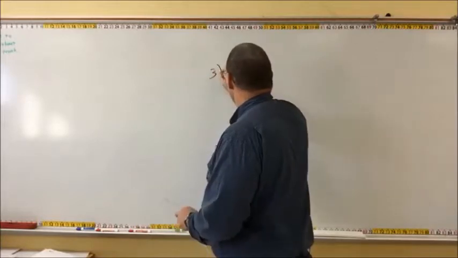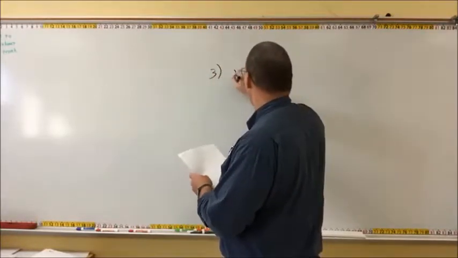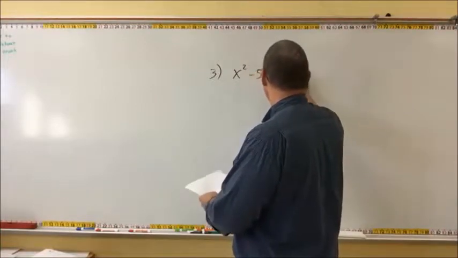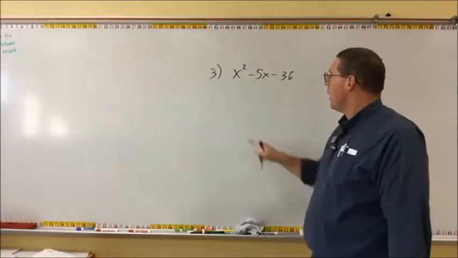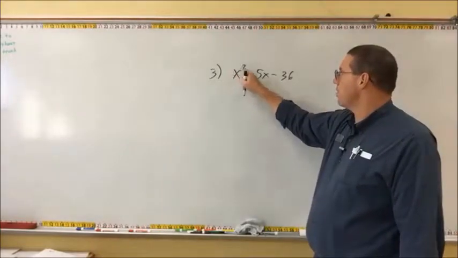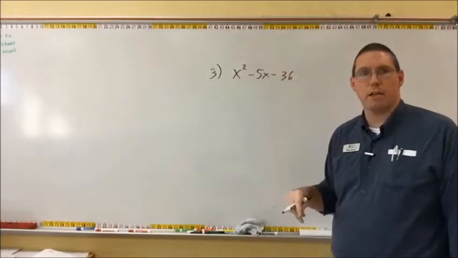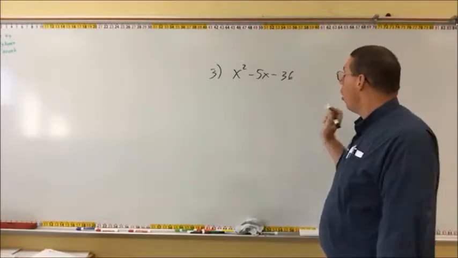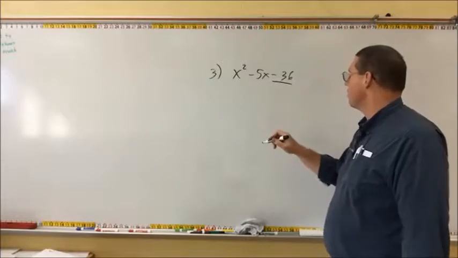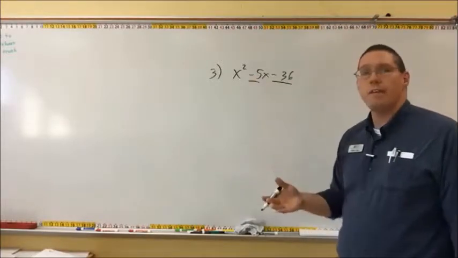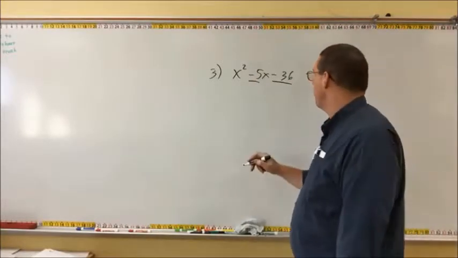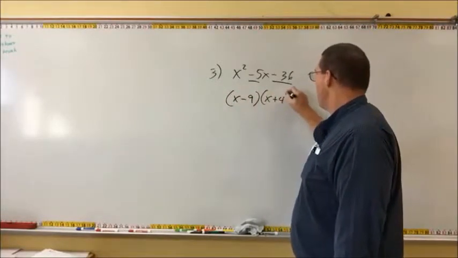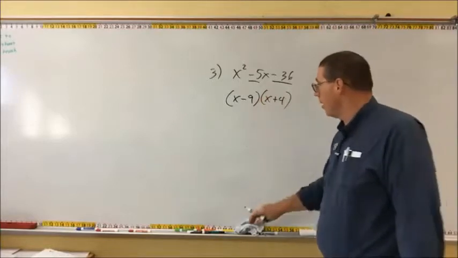Question number 3. We've got factor x squared minus 5x minus 36. Okay, it's a trinomial. It has 1 as the lead coefficient. It's an x squared, then x, then the constant. I might be able to do product sum factoring on this. Are there two numbers that multiply to negative 36 but add up to negative 5? Negative 9 and positive 4. So it's going to be x minus 9 and x plus 4, and I'm done. All right, that's question number 3.